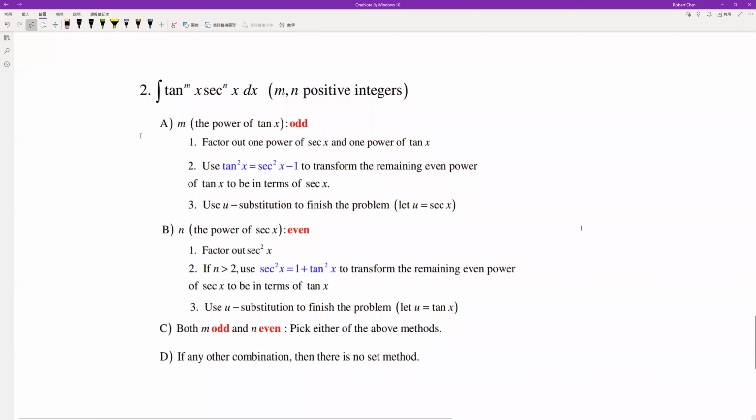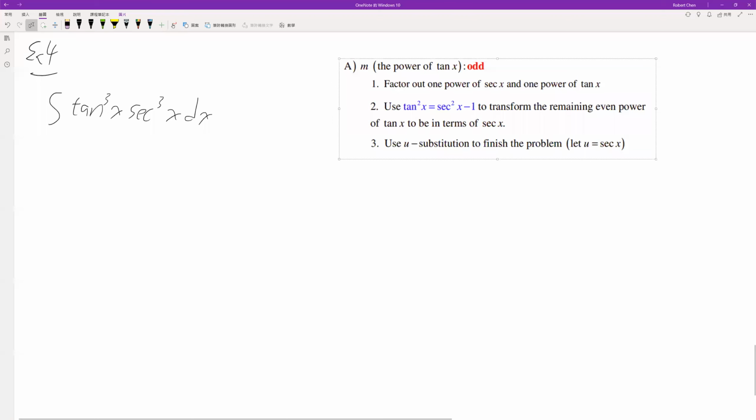All right, next let's look at the second type where we have tangent and secant. So the ideas are basically the same for the first part, right? You want to take out a power of each, and then apply the trig identity, and then do u sub. All right, so that's for A, and then for B, if n is even, I factor out secant square, and then replace everything else with tangent, and then that will be much easier. All right, so let's take a look at some examples. All right, there we go.